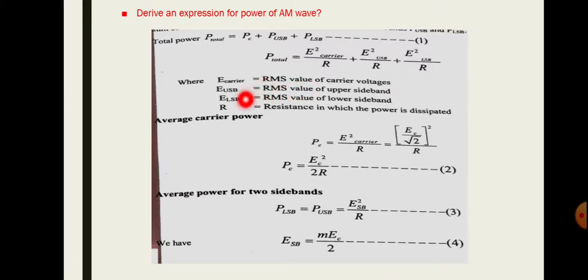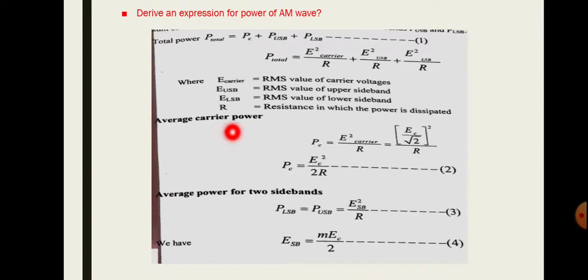Here E carrier is the RMS value of the carrier voltage, E USB is the RMS value of the upper sideband, E LSB is the RMS value of the lower sideband, and R is the resistance in which the power is dissipated. So this is the basic equation. Next we have to find the equation for each of these terms.